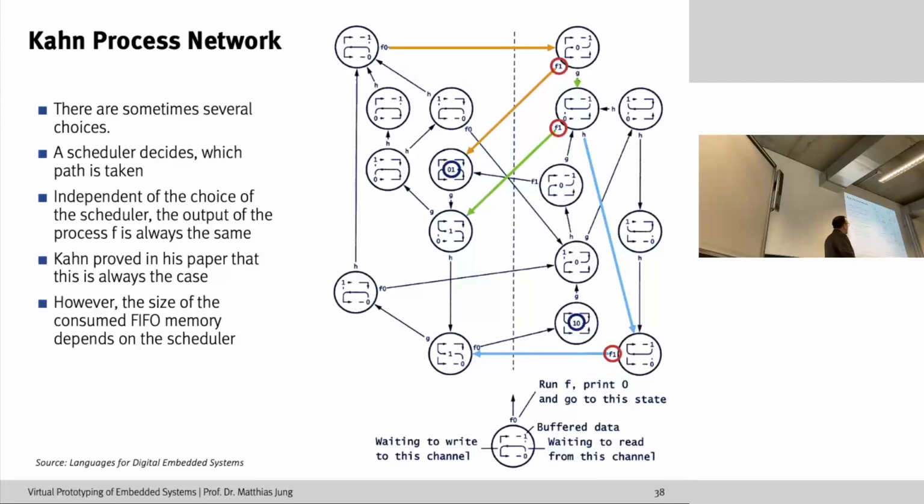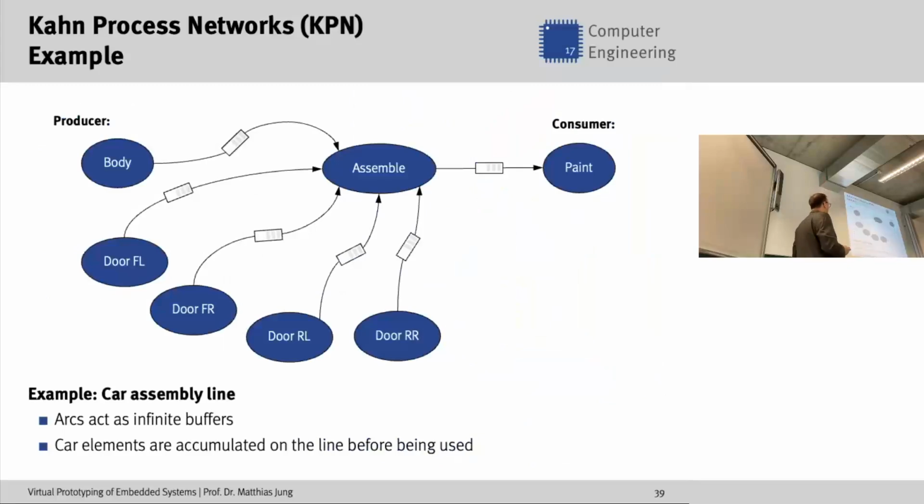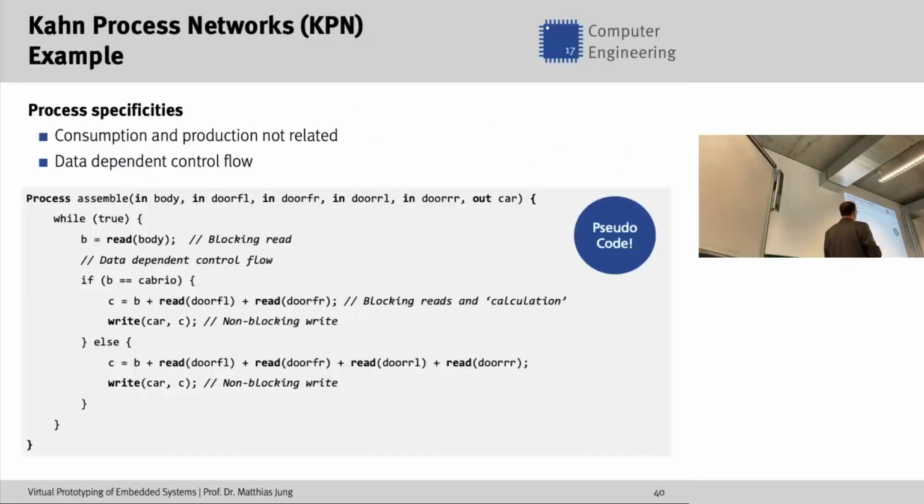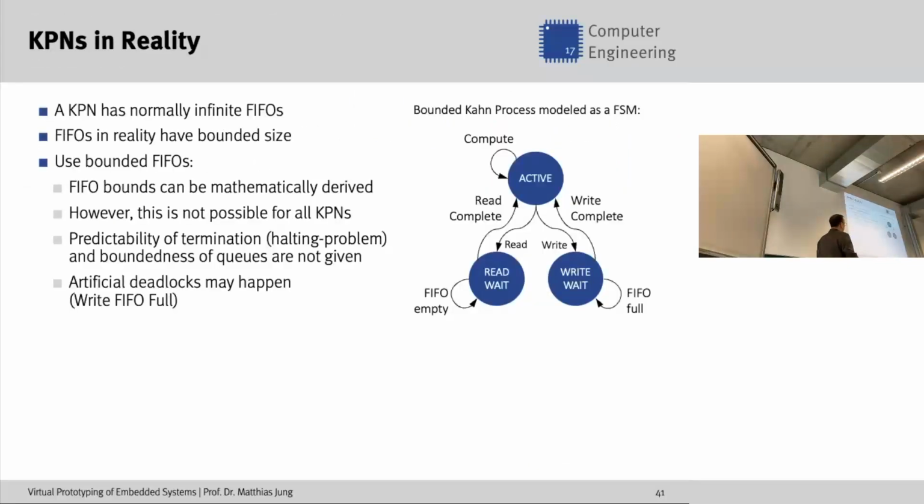But here, of course, it's not really happening in parallel because we have a sequential simulator or sequential scheduler that decides, okay, now this process and this process. But actually, it happens already concurrently. And this is also what we will see in the discrete event simulation when we talk about super dense time.